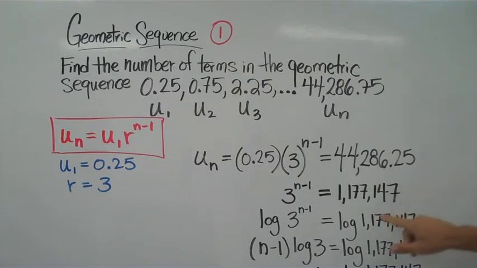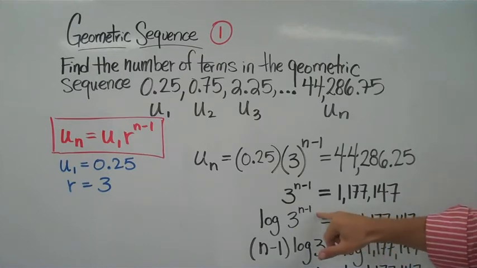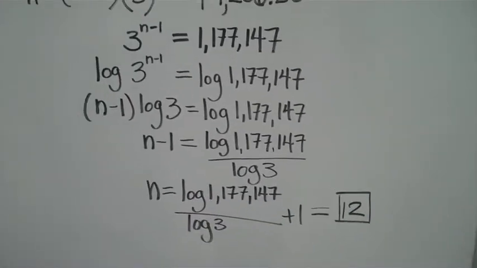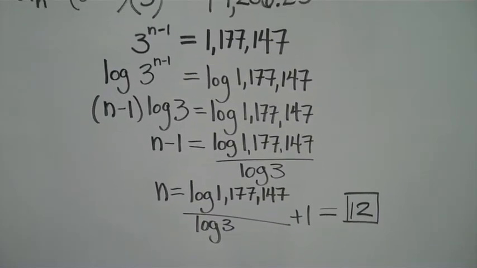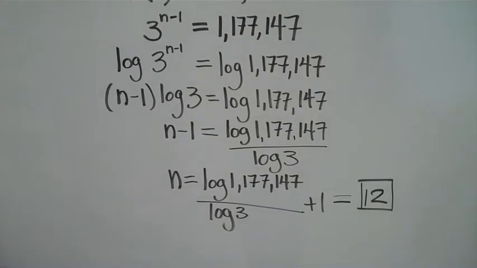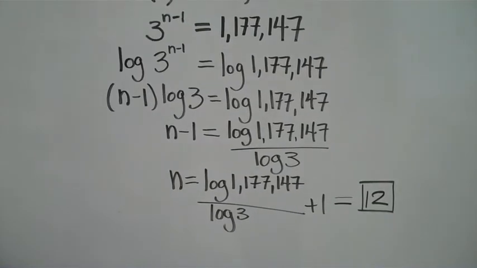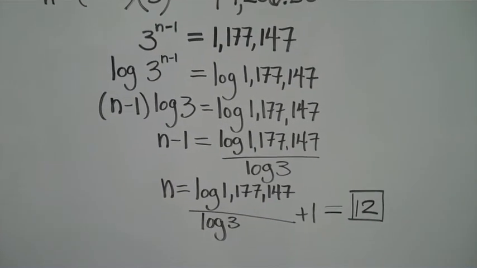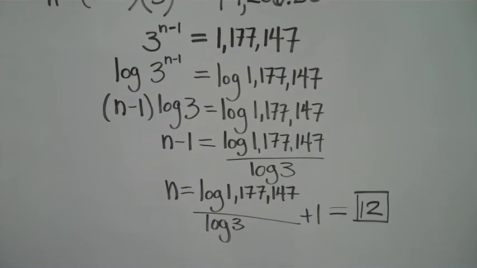177,147. Take logs of both sides and use the power rule for logs, which says we can move this exponent out front, and I get n minus 1 times log 3 equals log of that big number. Once that is completed, we can divide both sides by log of 3, and then add 1 to both sides. And when you do that math out, you get n is equal to 12. That's the 12th term; that is the answer to this problem.